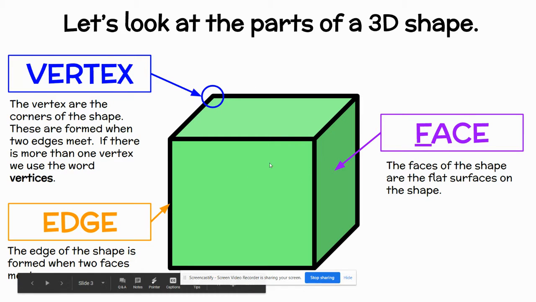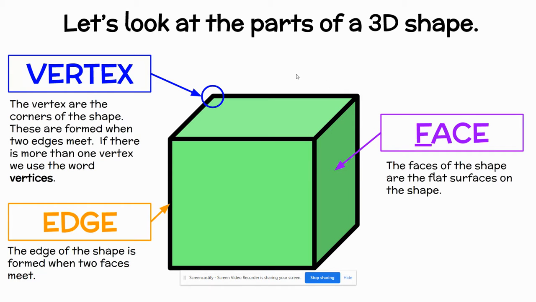So this is the part you're really going to have to know this week for your math page, is the parts of a 3D shape. So we have the vertex, which is the corners of the shape. So these are formed when two edges meet. If there is more than one vertex, we use the word vertices, and we've used these words in class, so this is kind of just a review.